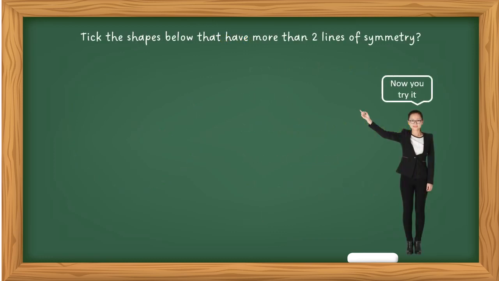Okay, so now you have a go. I want you to tick the shapes below that have more than 2 lines of symmetry. So let's go through them. Do you think that has more than 2?